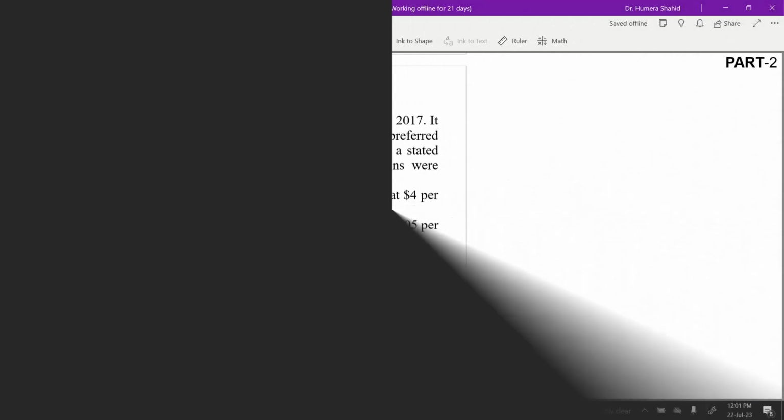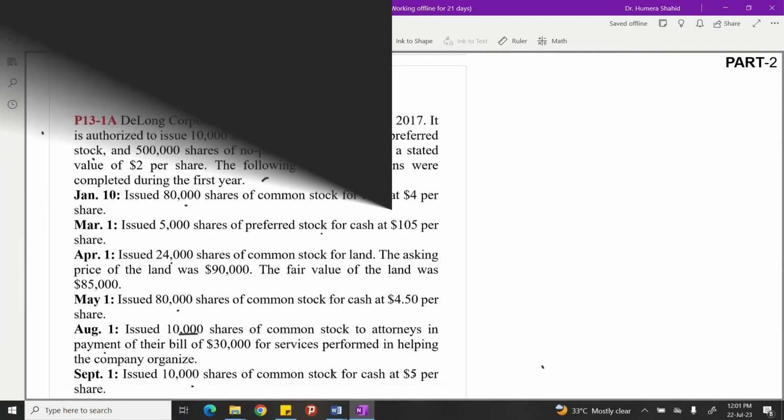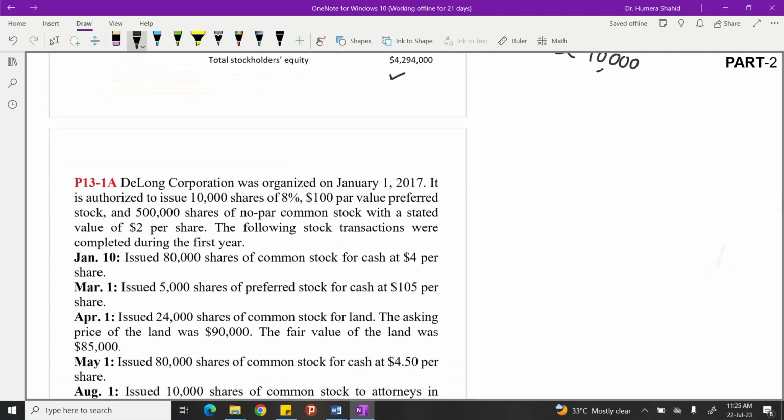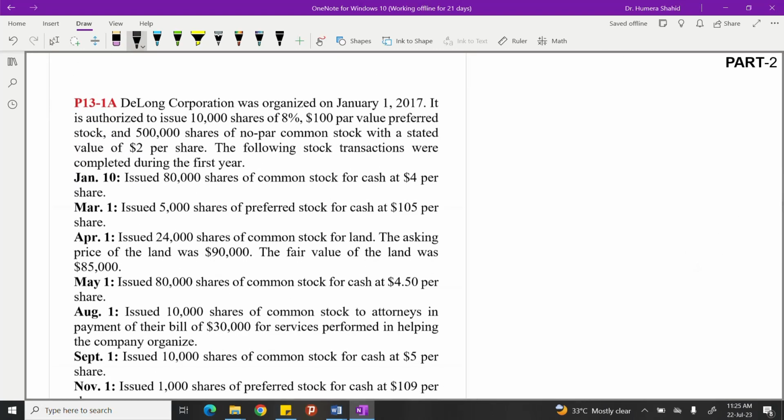Welcome back to the recording of chapter number 13, exercises part B. We are going to discuss the common stock, preferred stock, treasury stock, and retained earnings and the owners' equity section in the problem exercises of this chapter. I have three problem exercises which I'm going to discuss in this recording. Please be with me. Let's move on towards our next exercise, which is the problem exercise.